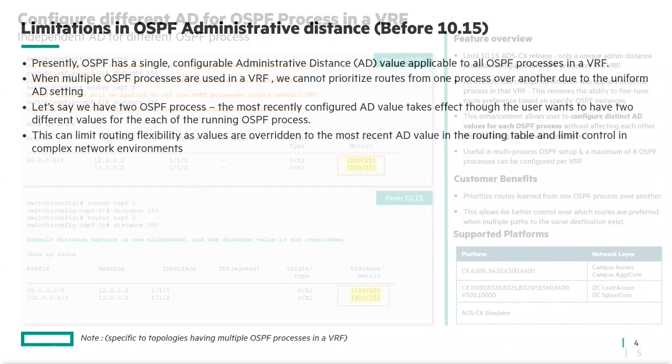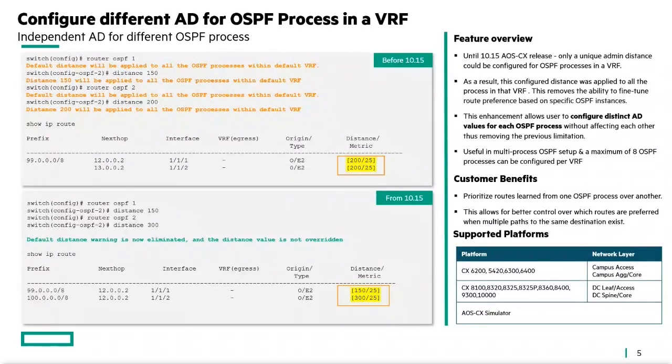With the latest enhancement from 10.15, users have the flexibility to assign distinct AD values for each OSPF process in a VRF. This means that adjustments made to the AD of one OSPF process will not affect or impact the AD settings of the other process within the same VRF. To your left, I have 2 examples: one before 10.15 and one after 10.15.